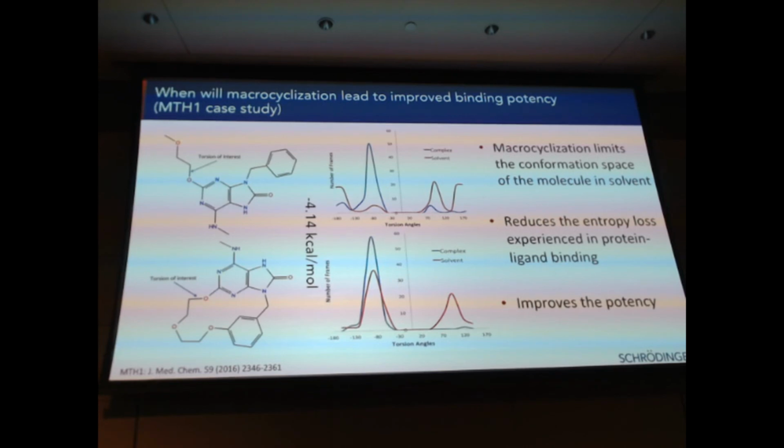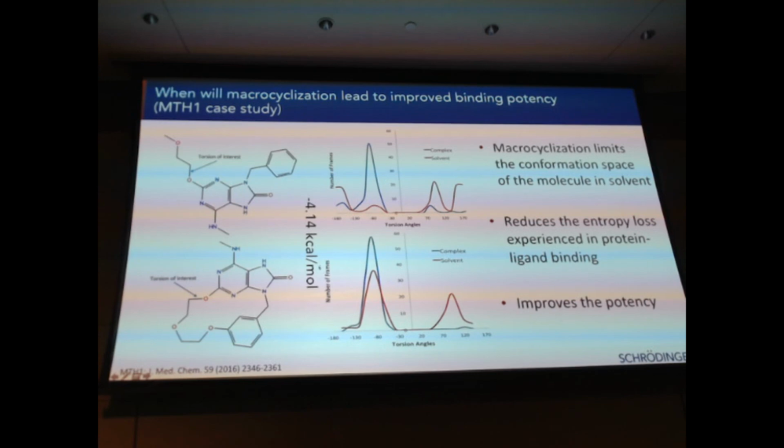And very importantly, in addition to numerical agreement with experiment for the predicted binding affinity change, from the simulations we can also give physical insight as to when and why macrocyclization can improve the binding potency. So here's the MTH1 example I mentioned earlier. Here, cyclizing the linear molecule into the cycle increased binding potency by about 4 kcal. And we can explain where this 4 kcal comes from.